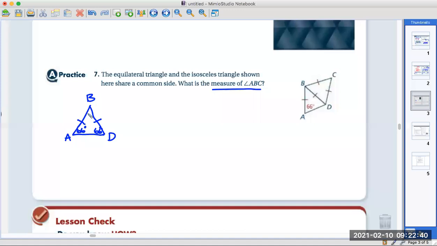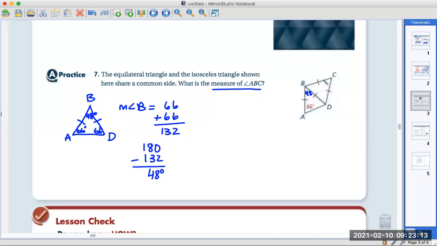So what's this one up here? Measure angle B is 66 plus 66, 132. 180 minus 132 is 48. Okay, so this angle is 48. That makes this angle 48.